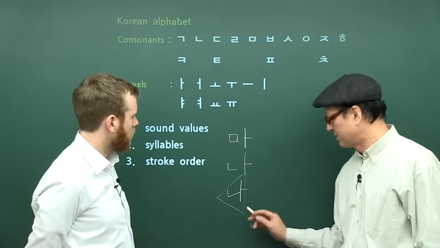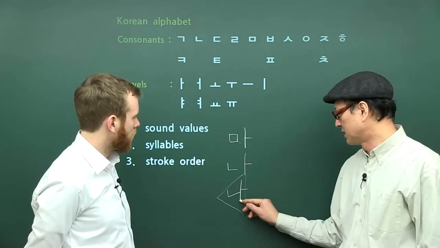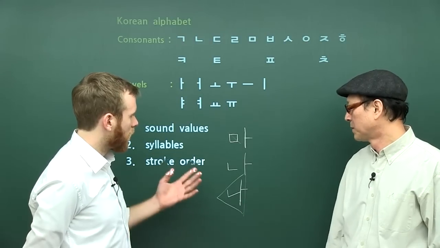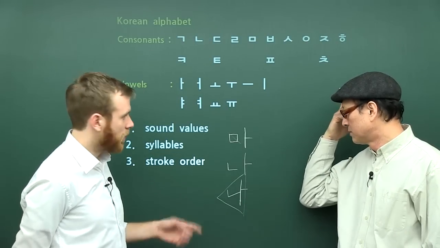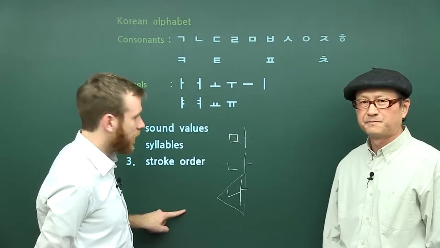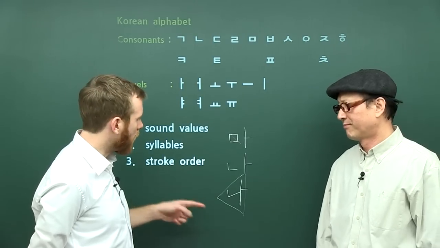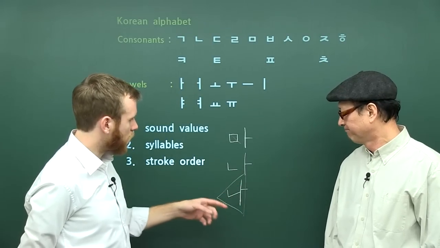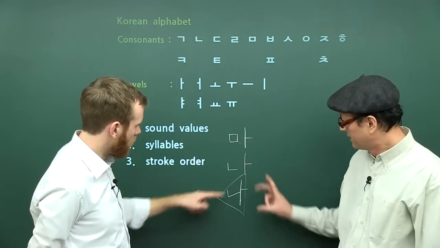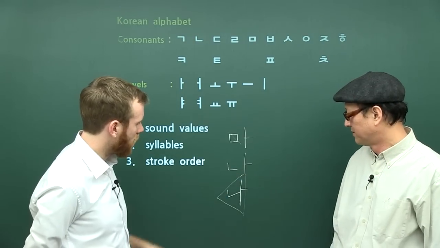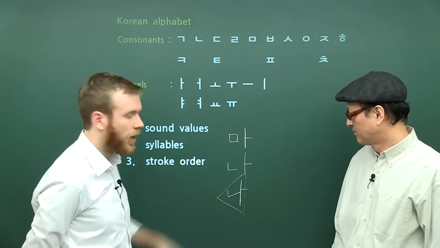When you write this, it's good to think of a triangle. When you're practicing making Korean characters, instead of thinking of building the characters in a box or a square, it kind of helps to think of it in a triangle instead. In this case, we can imagine a triangle around here. And that's what we're trying to fit our character into.